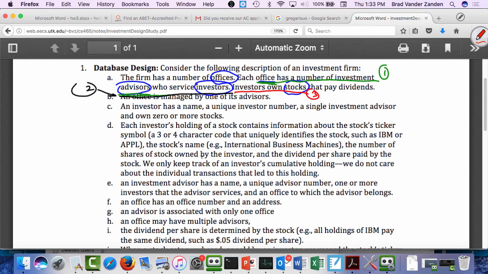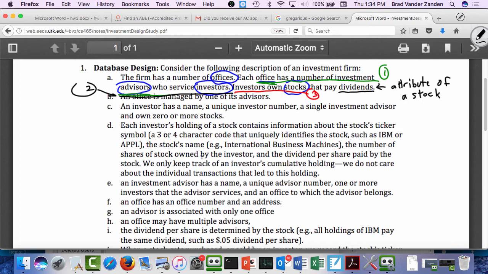Now, paid dividends is a little more ambiguous at this point. It's really an attribute. The dividend is really an attribute of a stock. You don't yet know whether that is a multi-valued attribute or a single-valued attribute, or whether it even has to exist. Some stocks don't pay dividends, but for the moment, it's just enough to know that a dividend is going to be an attribute.